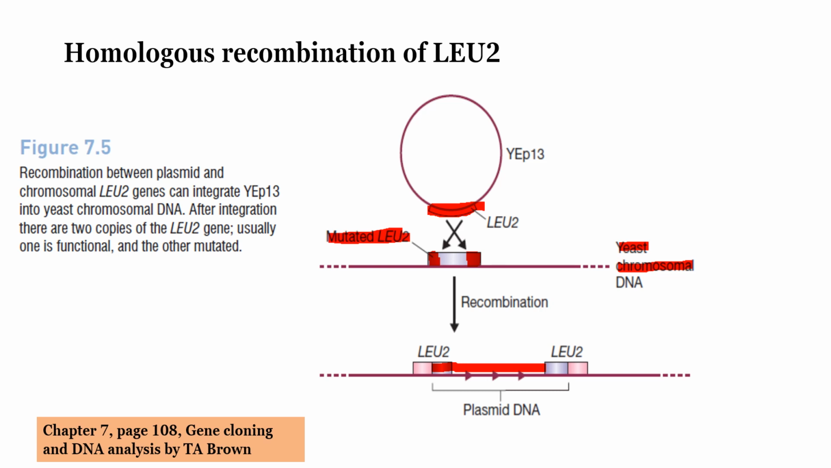Now, what will happen now? The whole vector is integrated into the host chromosome and this is trouble. Why? Because now if we want to get back our recombinant vector, we will not be able to get it back because it is already integrated into the host genome.